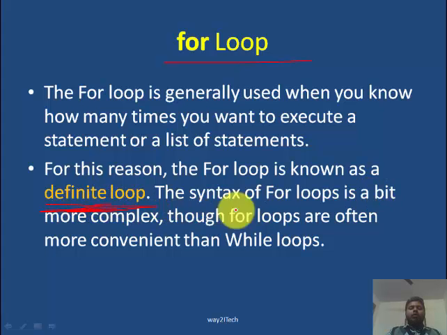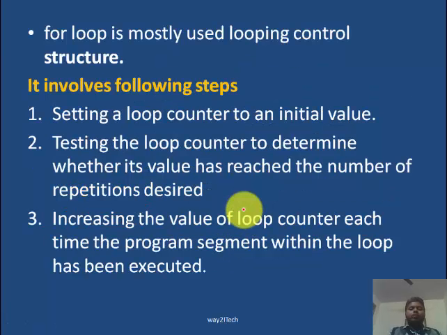The syntax of the for loop is a bit more complex than the syntax of the while loop, but it is often used and is convenient to use compared to the while loop. The for loop is the most used looping control structure. There are 3 steps involved in a for loop.